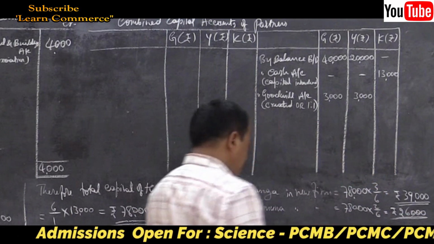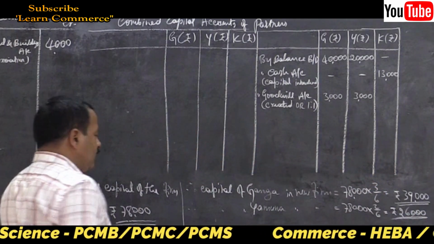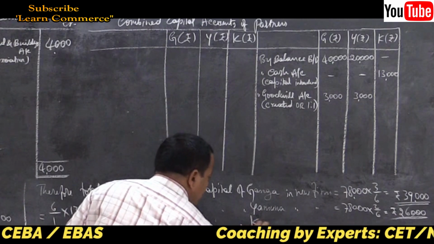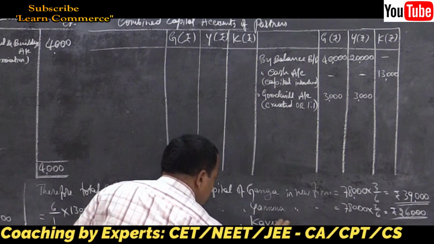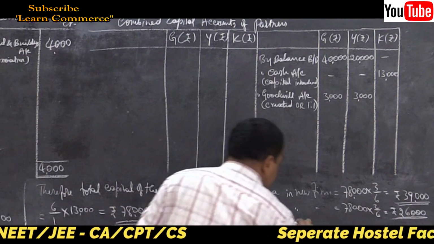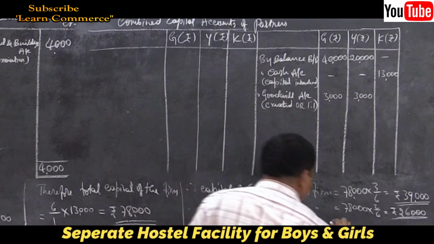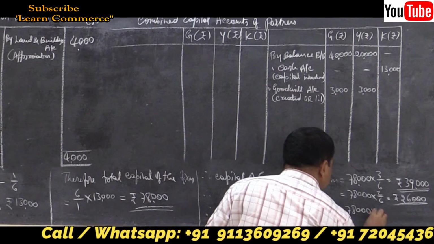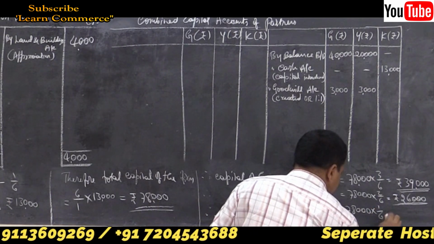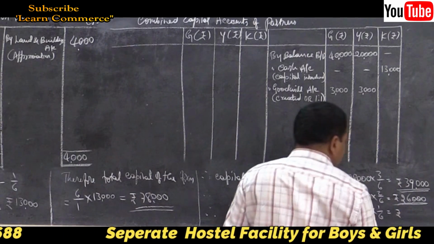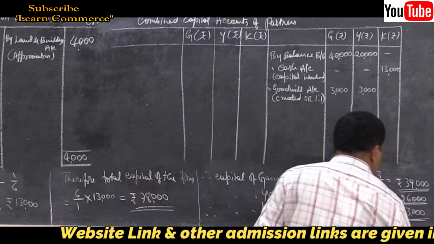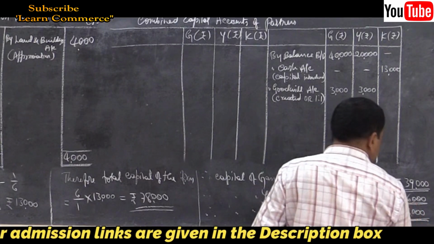And share of Kaveri in new firm is equal to rupees 78,000 into 1/6 is equal to rupees 13,000. That's all.